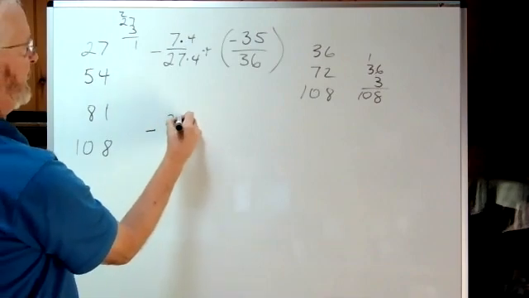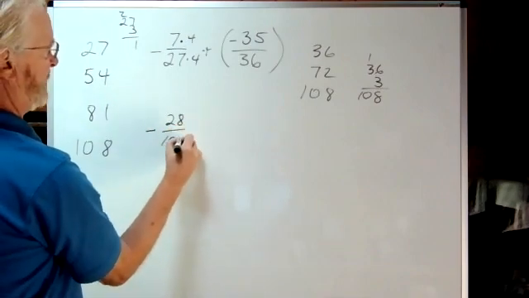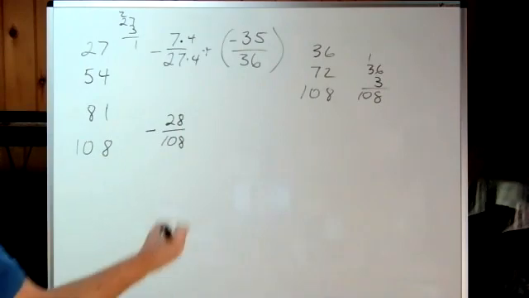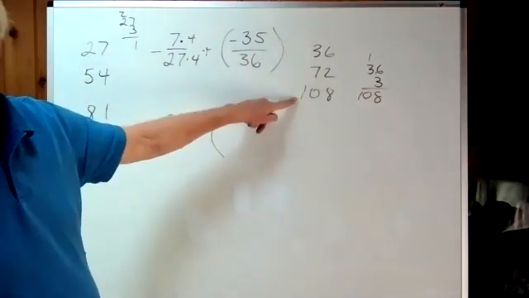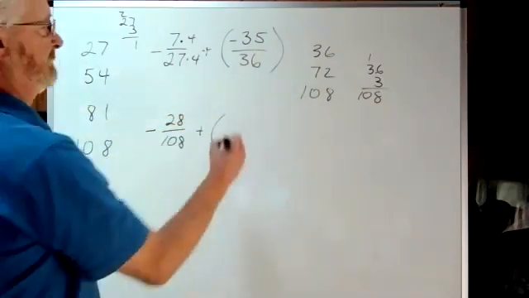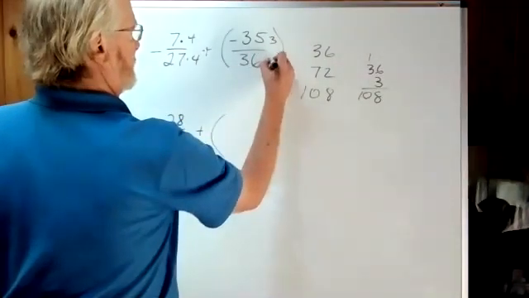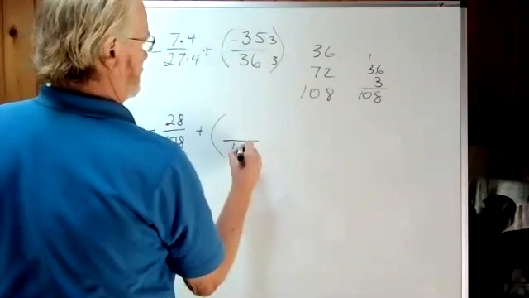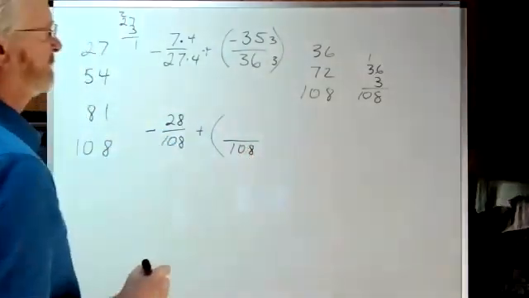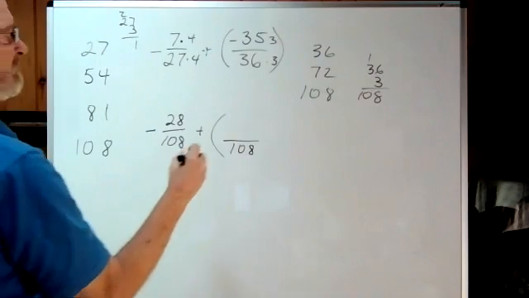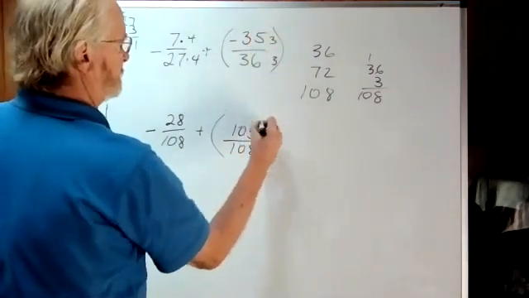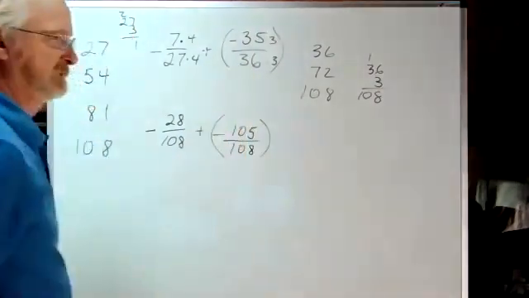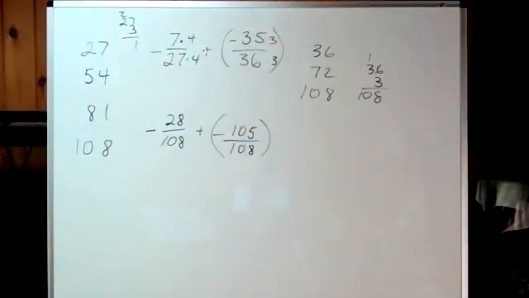negative 28 over 108 plus. Now, 36, 1, 2, 3, we had to multiply by 3 to get there. Times 3, times 3. That's supposed to get to 108. But 3 times 35, 3 times 5 is 15, carrying my 1, I get 105. And that was also negative. Don't lose your negative signs. All right.